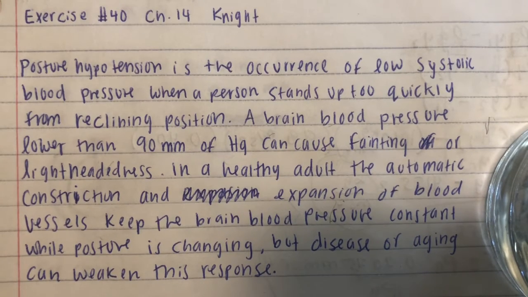So today I'll be doing exercise 40 from chapter 14 in our physics notebook. It states posture hypotension is the occurrence of low systolic blood pressure when a person stands up too quickly from a reclining position. A brain blood pressure lower than 90 millimeters of mercury can cause fainting or lightheadedness. In a healthy adult, the automatic constriction and expansion of blood vessels keeps the brain blood pressure constant while posture is changing, but disease or aging can weaken this response.